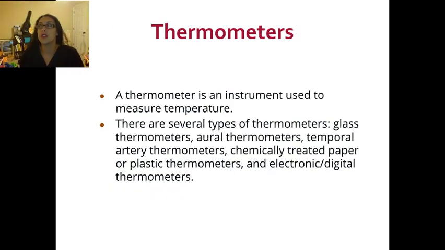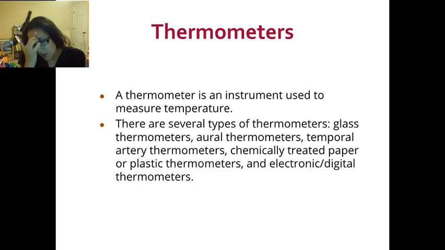Thermometers. So now that we know that we have body temperature that we have to regulate, now we need an instrument to actually measure that. There are several types. There is the glass, which is really old school, the oral, which means ear, temporal, which is the temple artery. It's the one I'm sure you all have seen. It's the one that scans across your head and measures the temperature on your temporal artery. The chemical treated paper or the plastic thermometer, mostly for isolation, for people who are really infectious and you don't want to do cross-contamination. It's like a little sticker.